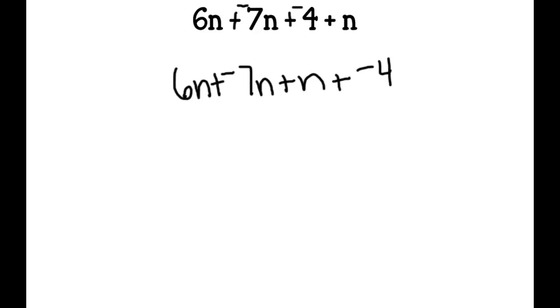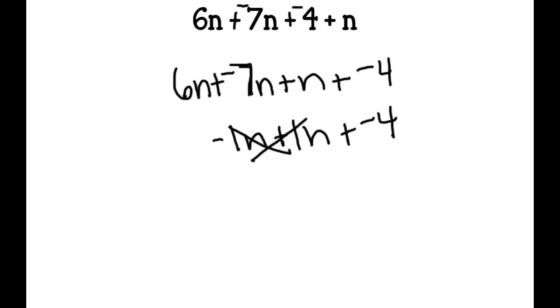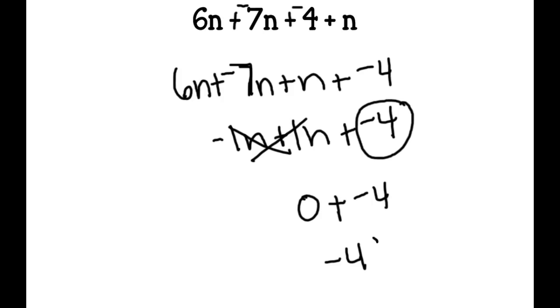So I just rewrite it, not a necessary step, but it makes it clear for me, and a lot of kids like it better when they can see them all together like that. So then I do 6n plus negative 7n. That would give me a negative 1n plus n plus negative 4. This n we've talked about has a 1 in front of it, so negative 1 plus 1 is 0. So they are canceled out, they're 0. So all I have left is negative 4, because 0 plus negative 4 would be negative 4. I'm going to circle that, and that's going to be my answer.